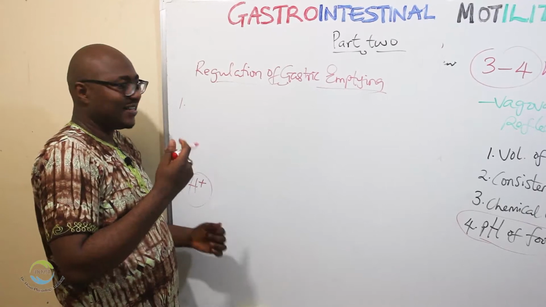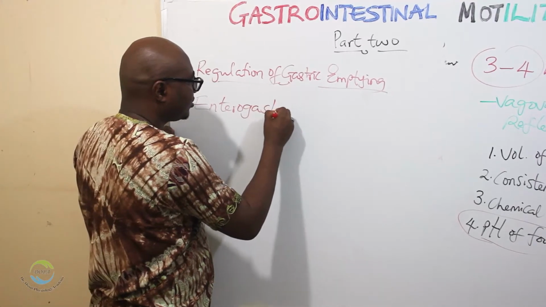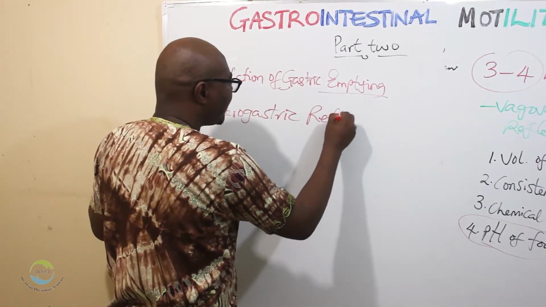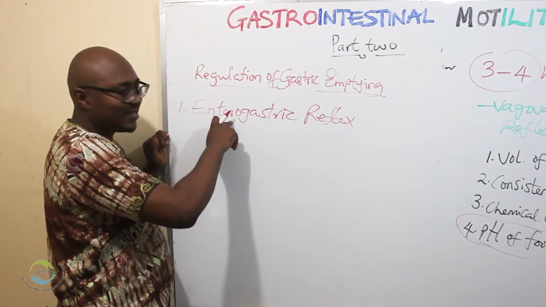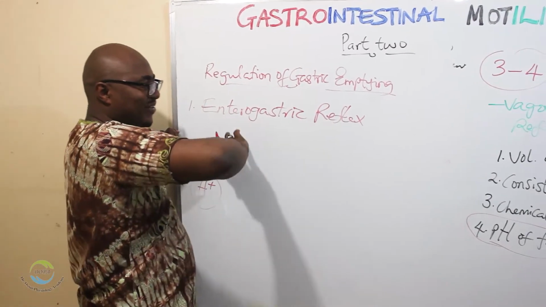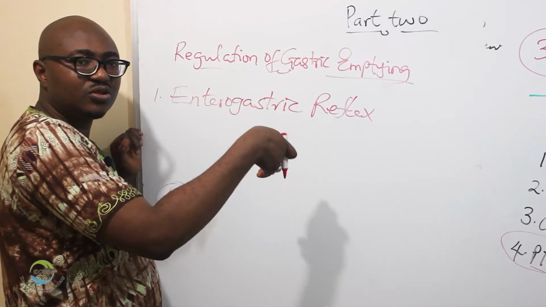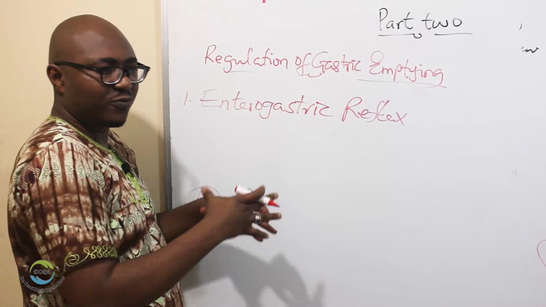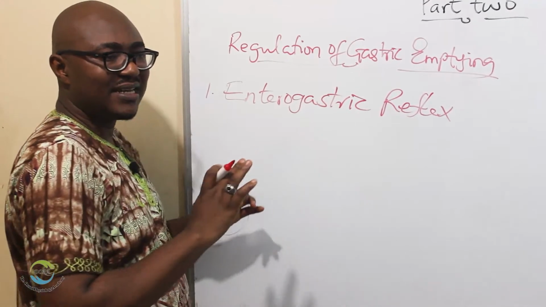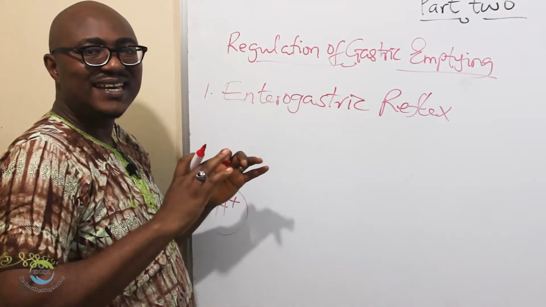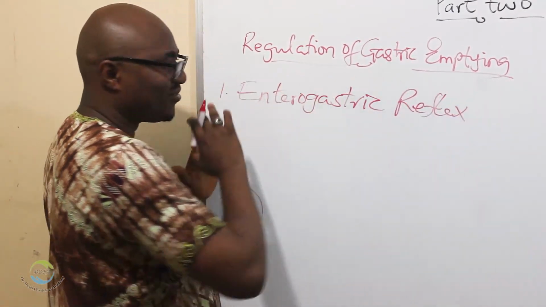It's a reflex. It's called the enterogastric reflex. Very important in regulating gastric emptying. Entero is talking about intestine, gastric. So the reflex is from the intestine, that's the duodenum, sending a message to the stomach to reduce its rate of contraction and motility, so that it will allow enough time to neutralize the acid content, so that the pancreatic enzymes can function well. So that is what happens here, enterogastric reflex.